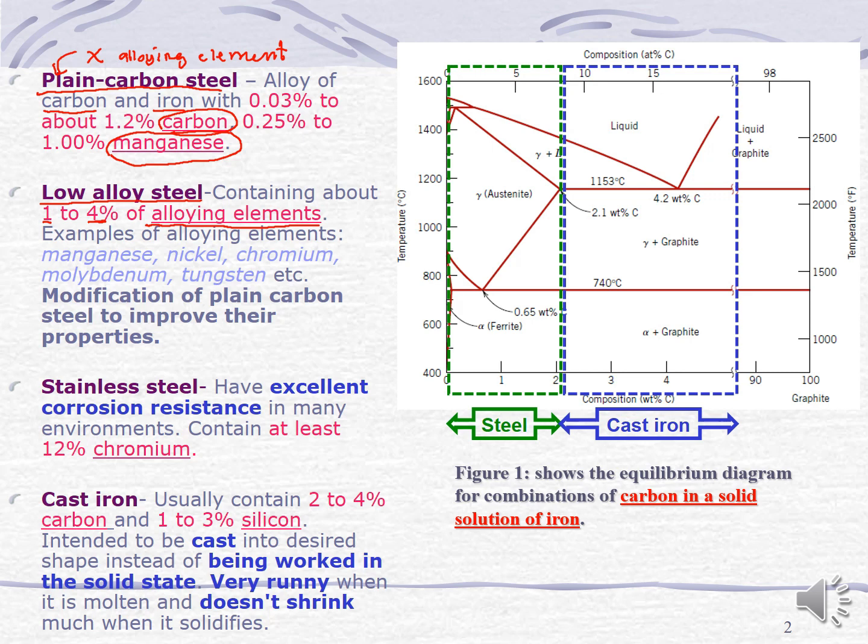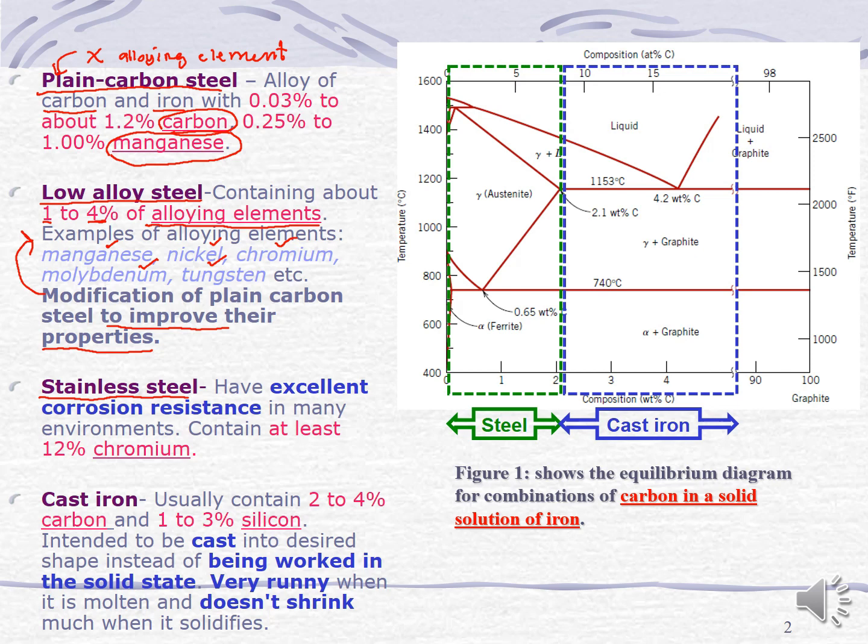Okay, what are the examples of alloying elements that can be added to the steel? Here is manganese, nickel, chromium, molybdenum, and tungsten. The modification of plain carbon steel by doing the alloying process is used in order to improve the properties of the alloy.